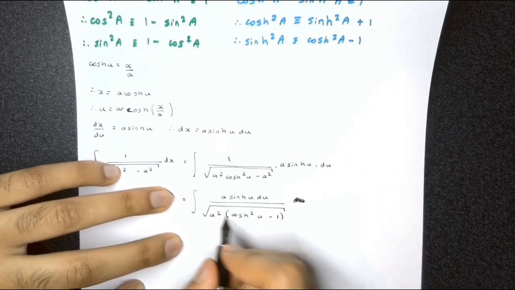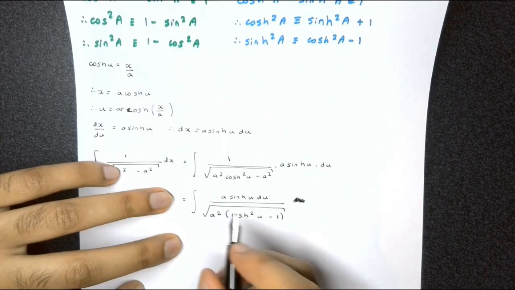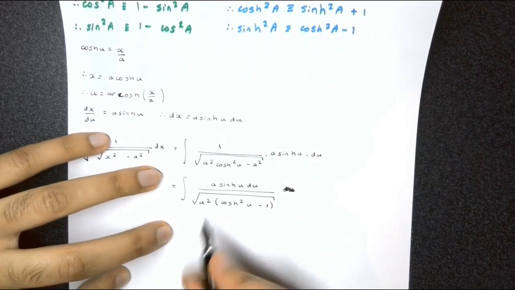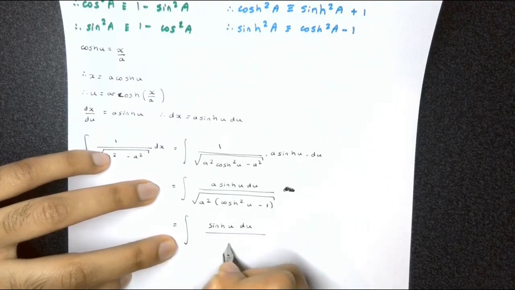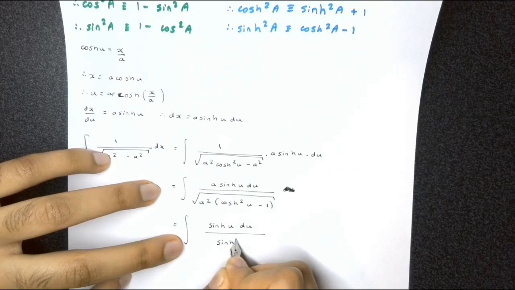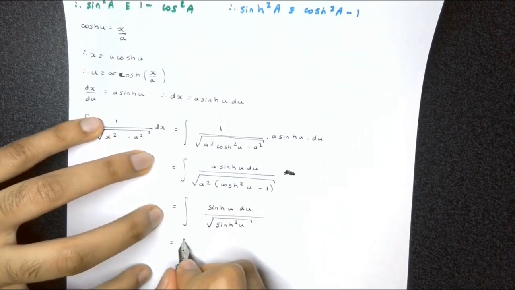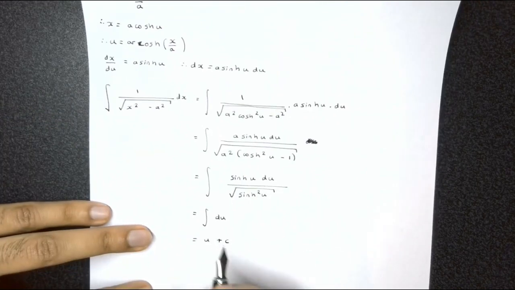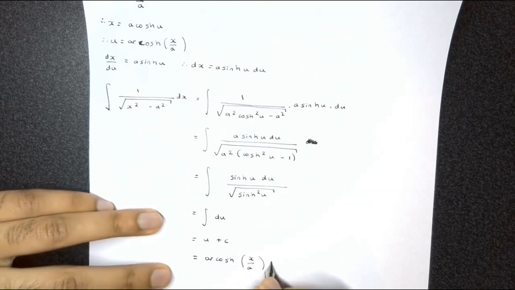So if we simplify this result, we've got a over square root of a squared, which is simply 1. And then this, hopefully here you can see, is what hyperbolic sine squared is. So here we've got the integral of hyperbolic sine u du over hyperbolic sine squared u square rooted. So this and this cancel out. We're left with the integral of 1 times by du, which is u plus c. And we already know what u is. That's this result over here. So therefore, this is equal to the inverse hyperbolic cosine of x over a plus c.